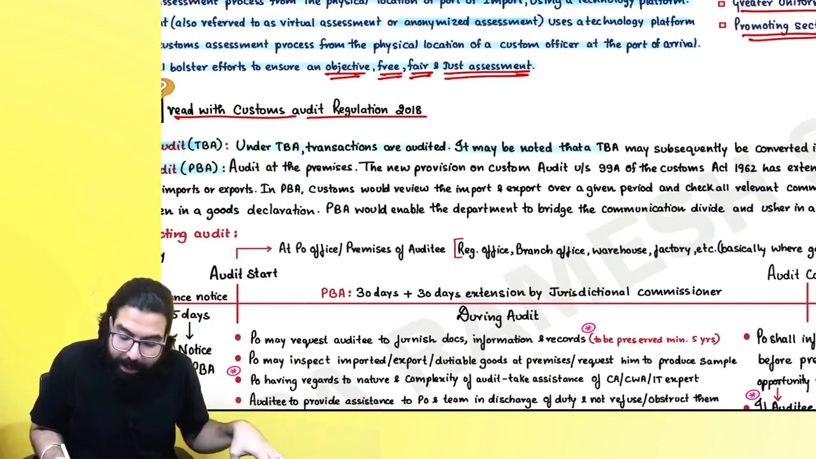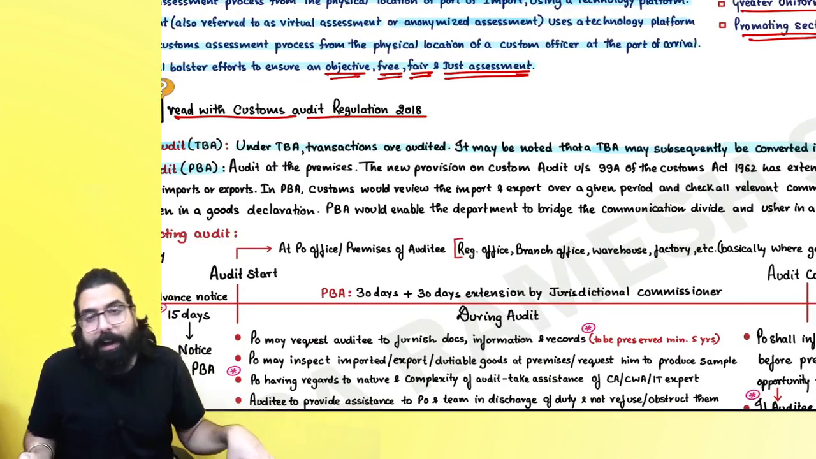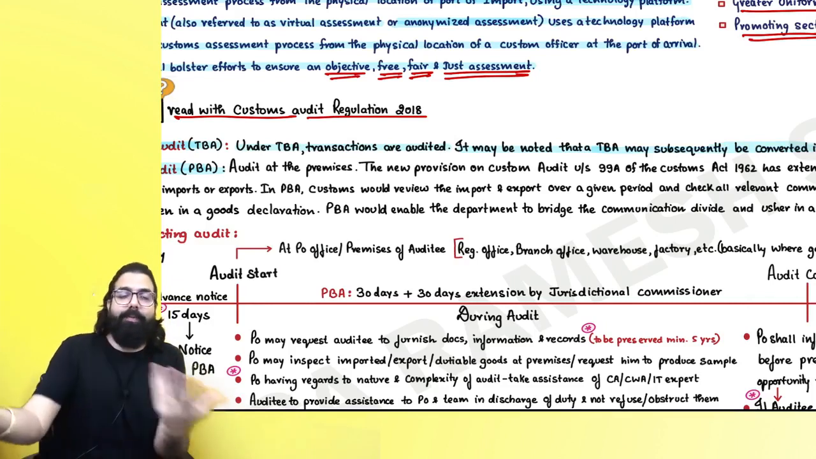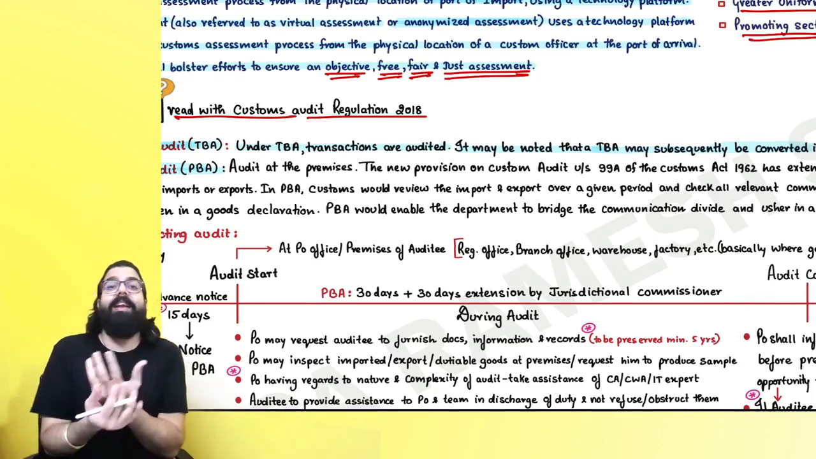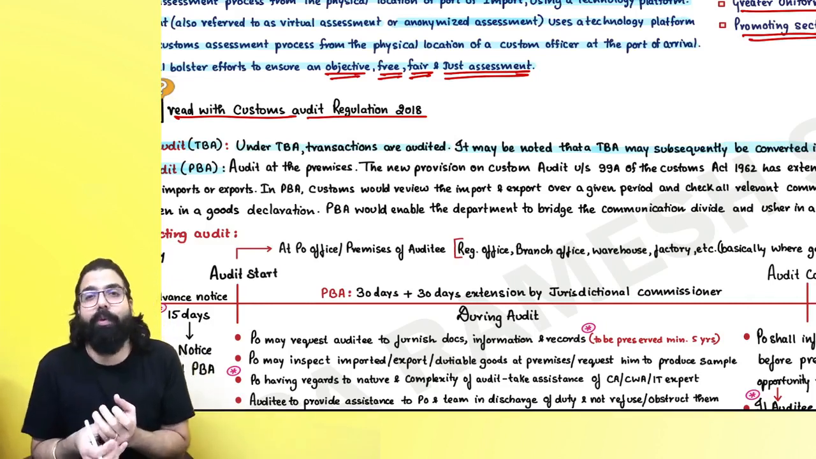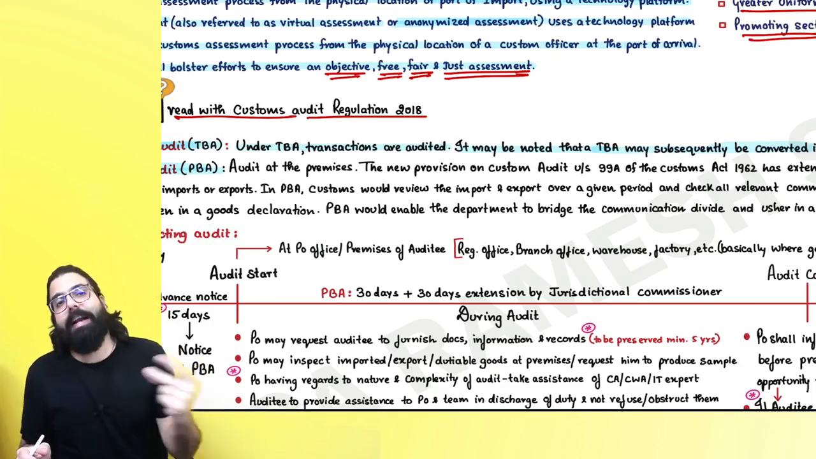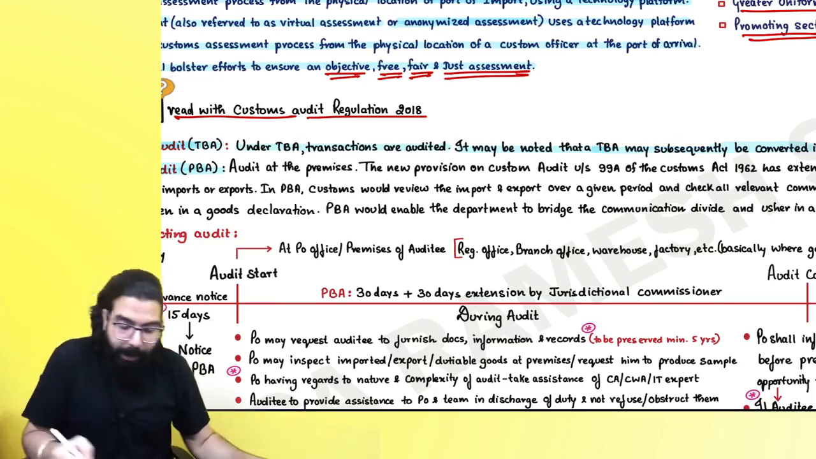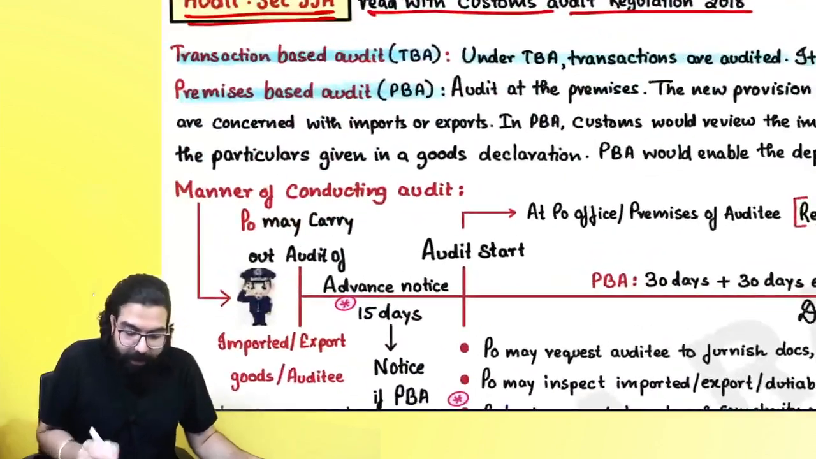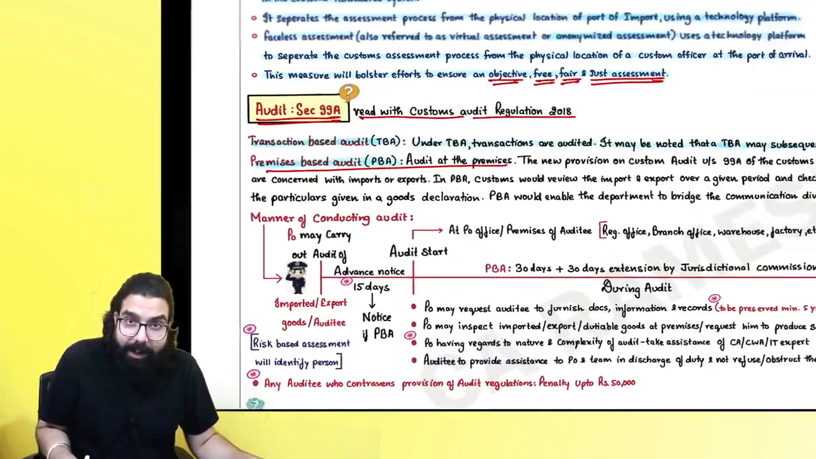It may be noted that transaction based audit may subsequently be converted into premises based audit. Might be the officer is doing transaction based audit. He feels that he should come to a premises and check the goods which you have imported or exported. Then in that scenario, transaction based audit will become premises based audit. After that, sir, premises based audit means audit at the premises.